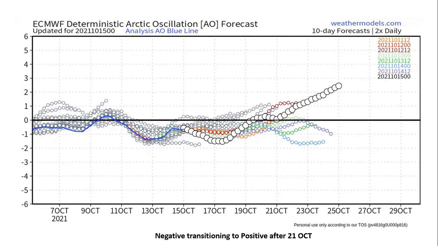All right, so the latest European deterministic Arctic Oscillation forecast goes out just around to the 25th of October. And pay attention to that white circular line there. We're in negative territory right now, according to the European model, and that eventually is going to balance out towards neutral conditions between the 19th and 21st of October before the AO transitions to positive after the 21st of October.